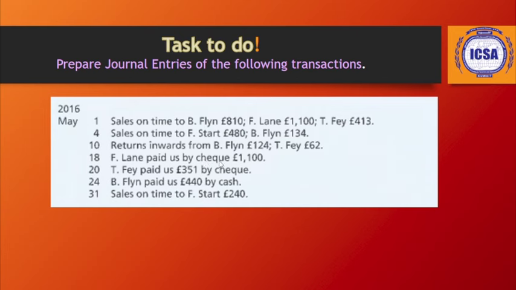F-lane paid us by check. So the asset of bank has increased, bank debit, and F-lane has paid, credit. HO paid us 351 by check. So bank asset has increased with 351, and HO as payer is credit. Beefline paid us by cash. Now the cash account has increased, cash debit, Beefline credit. Sales on time to F-start. Again there is a credit sale, so F-start is debit and sales credit with 240.